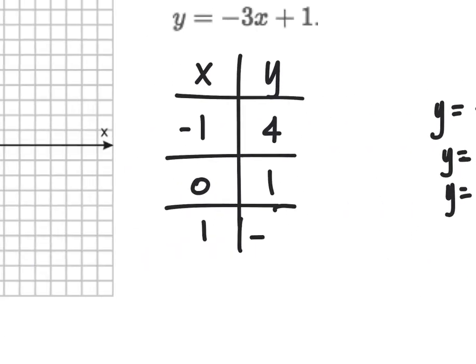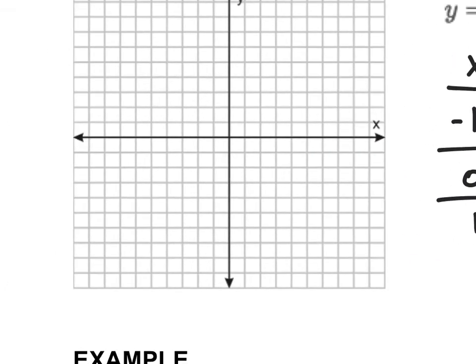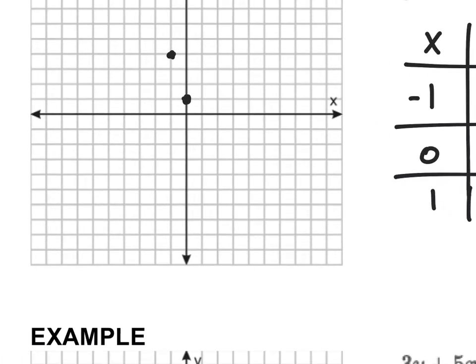Now, what I want you guys to see here is that this becomes the point -1, comma 4. This becomes the point 0, comma 1. This becomes the point 1, -2. At this point, what I want to do is plot those points. So I've got the point -1, 4: 1, 2, 3, 4 is right here. I've got the point 0, 1, and then the point 1, negative 2 is right here.